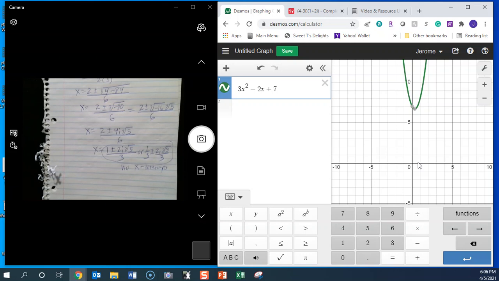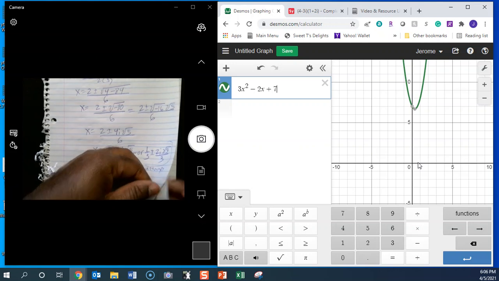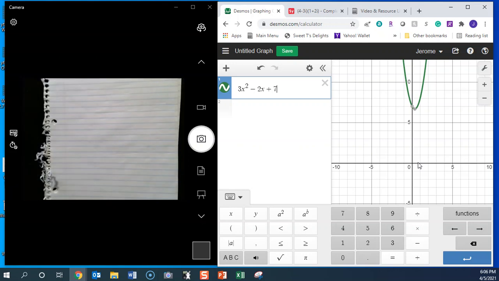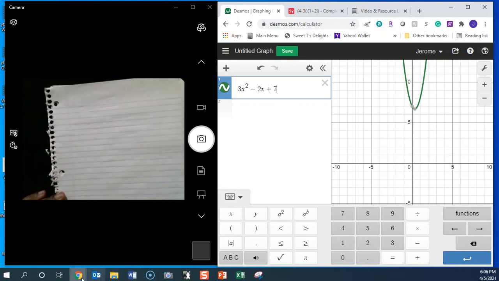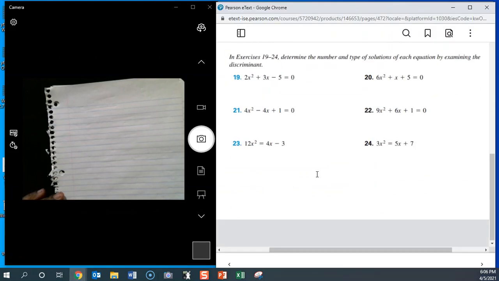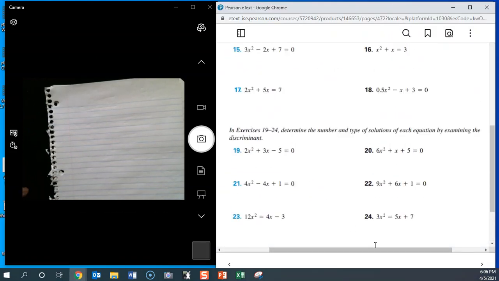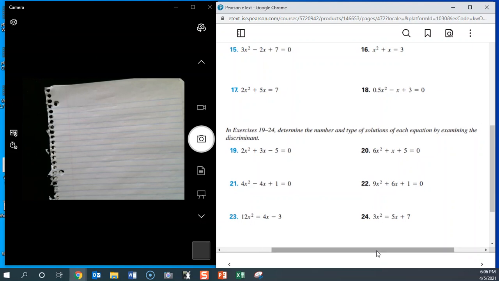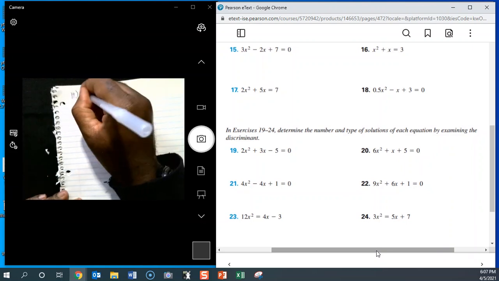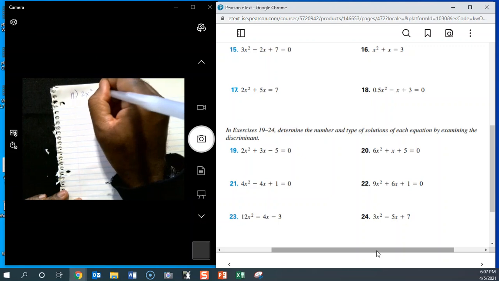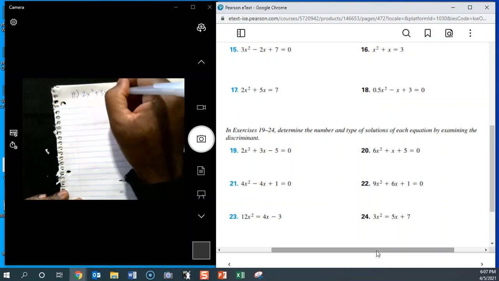All right. Now, let's go down to problem 19. So I'll have you try 17 on your own. So problem 19, let me pull that back up here. It says determine the number and type of solutions of each equation by examining the discriminant. So we look here at 19. We have 2x squared plus 3x minus 5 equals 0.